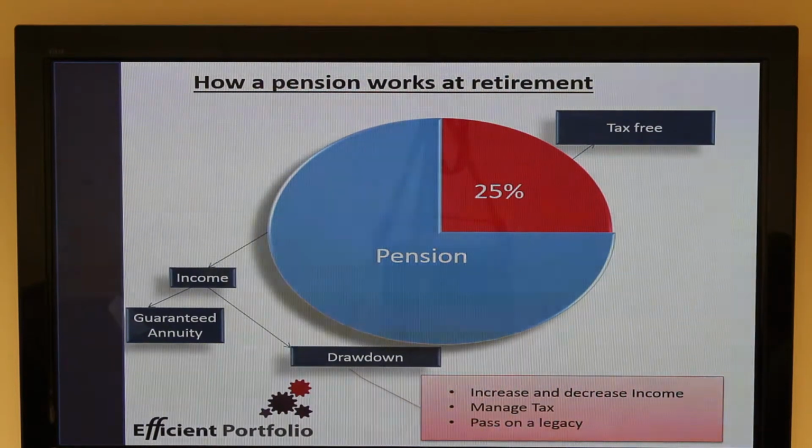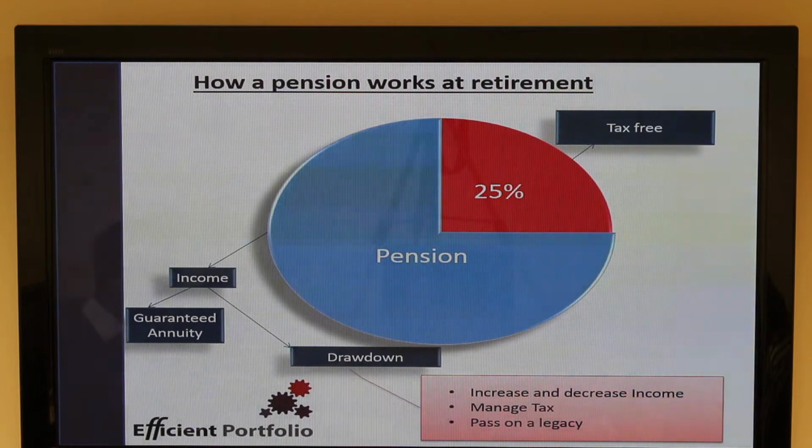Alternatively, you can go into what's called drawdown. Drawdown basically allows you to leave that money invested within your pension. You can still take 25% tax-free lump sum, but the rest of it can remain in your pension. You can drip it out as quickly or as slowly as you want. So it's what allows us to facilitate giving you a higher income in the early years in retirement and a lower income later on.